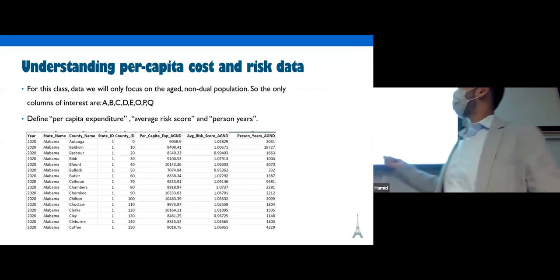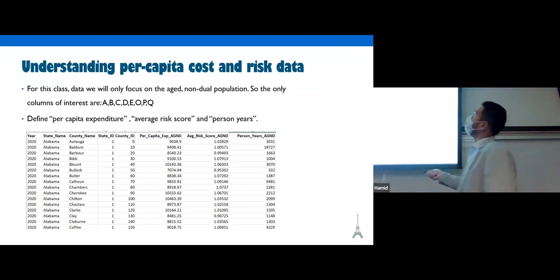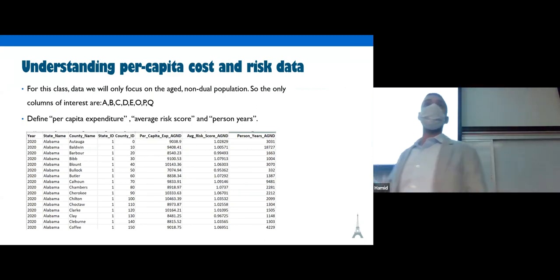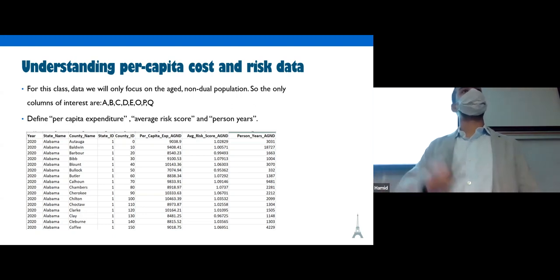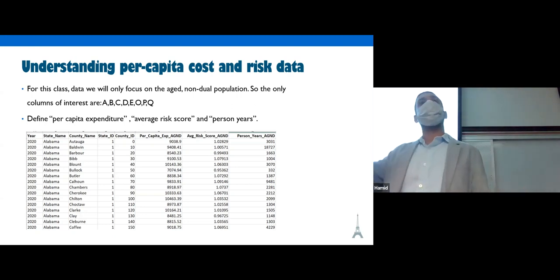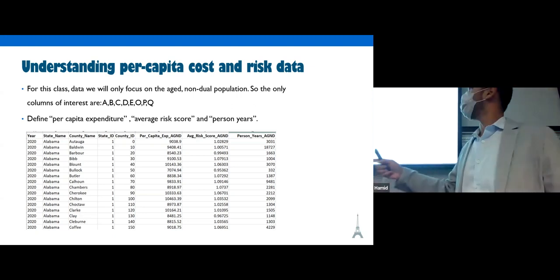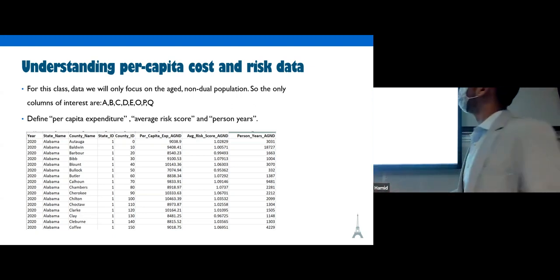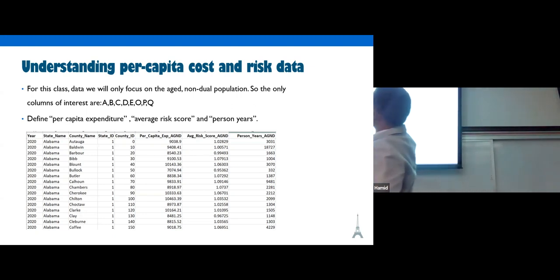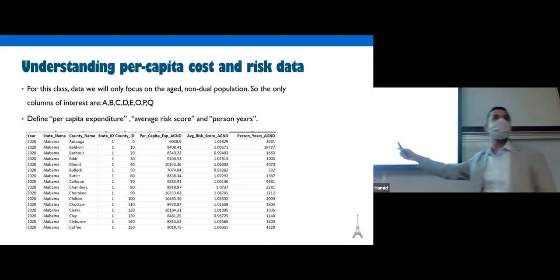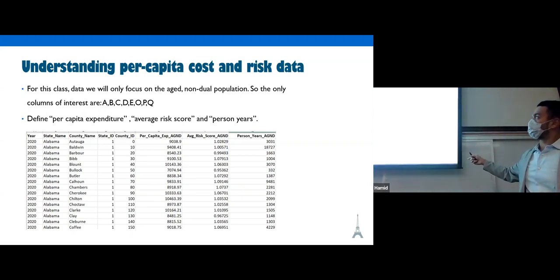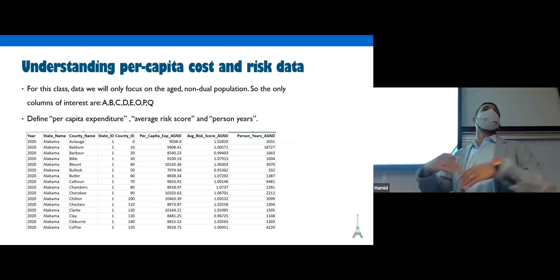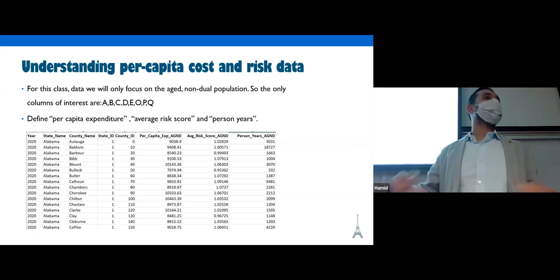So moving on to how we're going to use this data. For this class, we will only focus on the aged non-dual population. So you'll see some columns that have the term AGND in the column name. It stands for aged non-dual. So the only columns of interest will be A, B, C, D, E, O, P, Q. So you can either get rid of the other columns, you can hide them, I don't care.